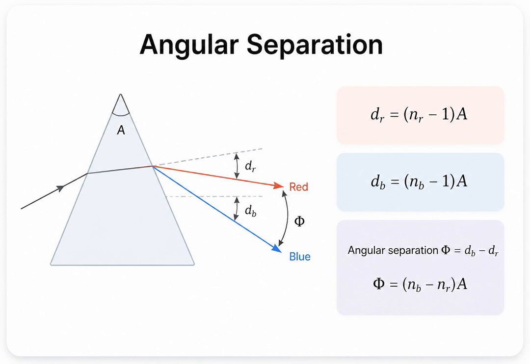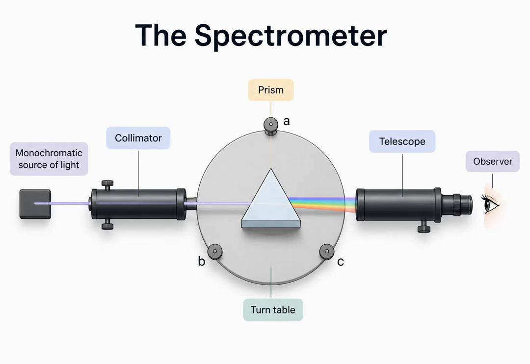If we look at just two colors, say blue and red, passing through a small angle prism, we can calculate the difference in their deviation angles. The angular separation, denoted by phi, is simply the difference between their specific refractive indices multiplied by the prism's refracting angle A.